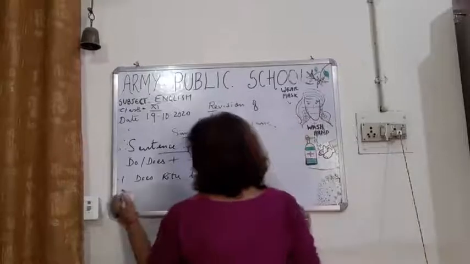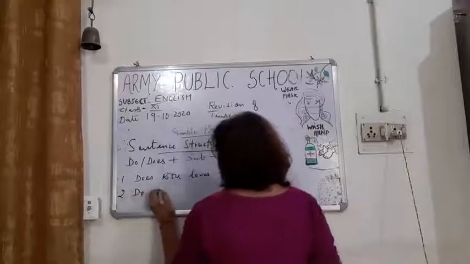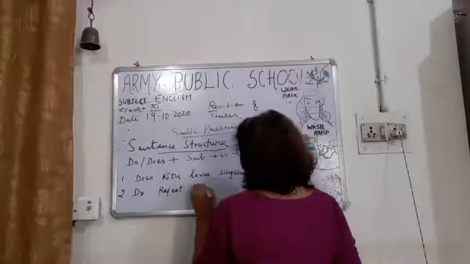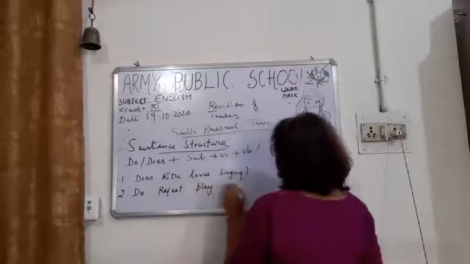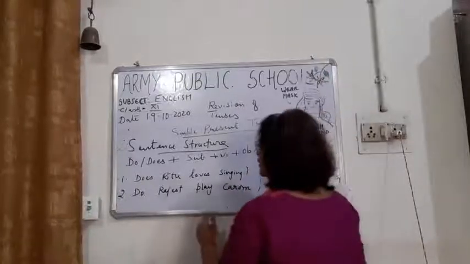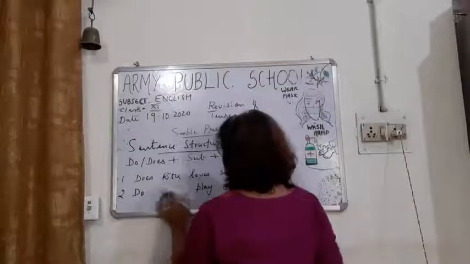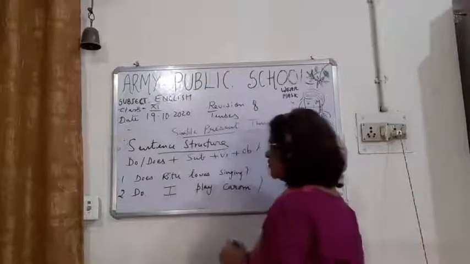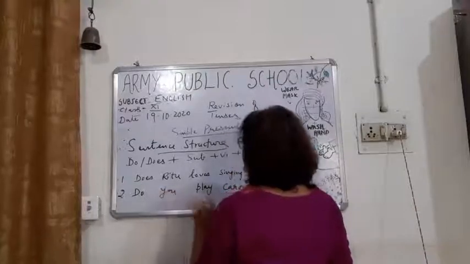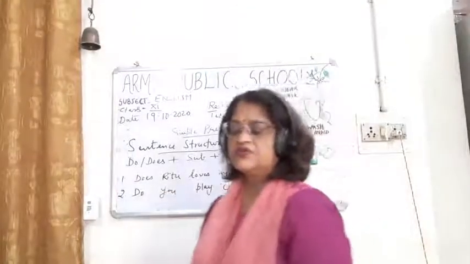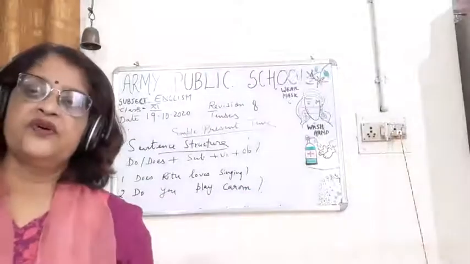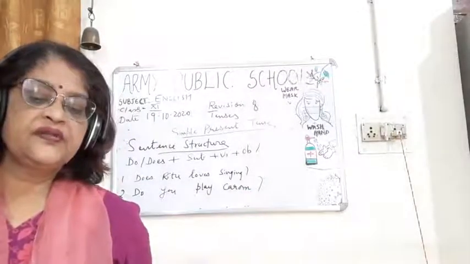Then, do Rajesh play carom? Okay, no. Do I play carom, or do you play carom? You can also write, do you play carom. Okay, so these are some of the sentence structures, some of the formulas of the simple present tense.